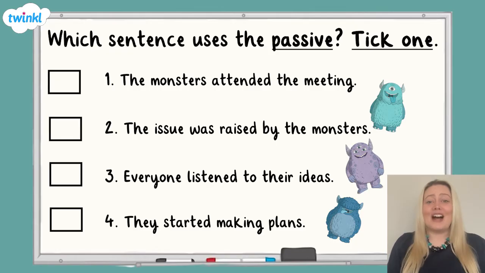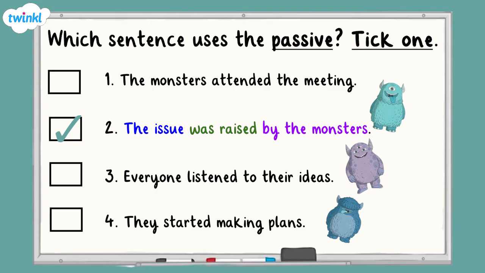That's right. Well done if you said the issue was raised by the monsters. In this sentence, the verb was raised is happening to the subject, which is the issue. The sentence also ends in a prepositional phrase. The other three sentences are written in the active.